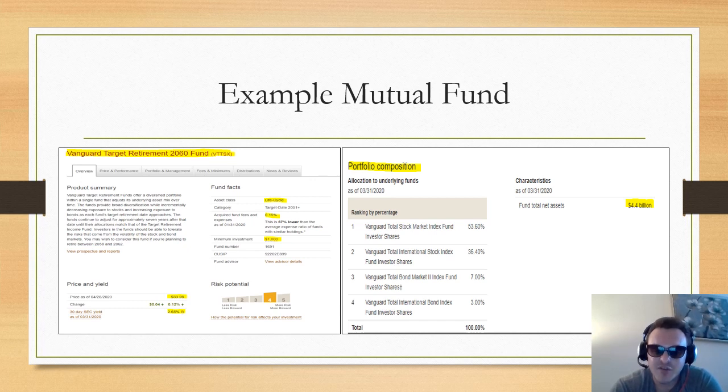And what this fund does is as you get older, as the fund approaches the year 2060, it trims your stock holdings and it increases your bond holdings. So at the beginning of the fund's life cycle, you're invested heavily in stocks because those stocks give you potential for extreme growth over time.